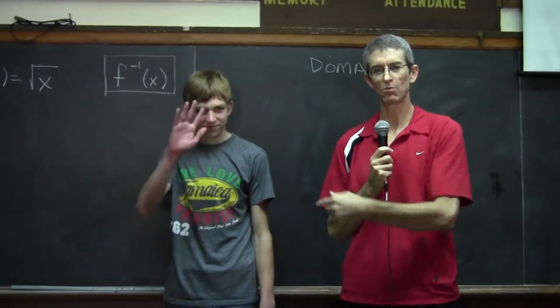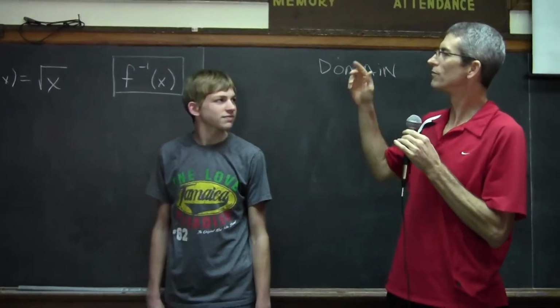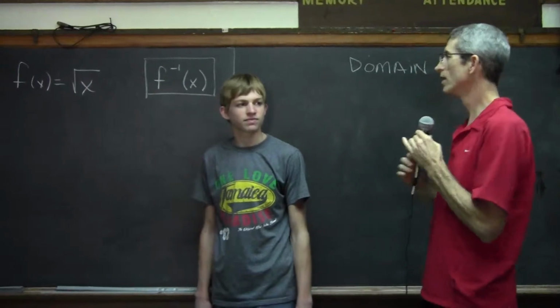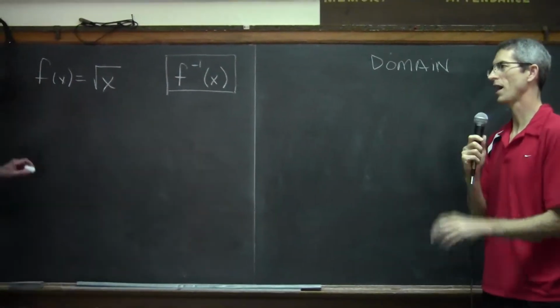John's here to help me with this last problem from the quiz. This was when you have a function f of x equals the square root of x, and the question is to find the inverse of the function. So let's see John go ahead and solve this, and I'll provide some commentary.